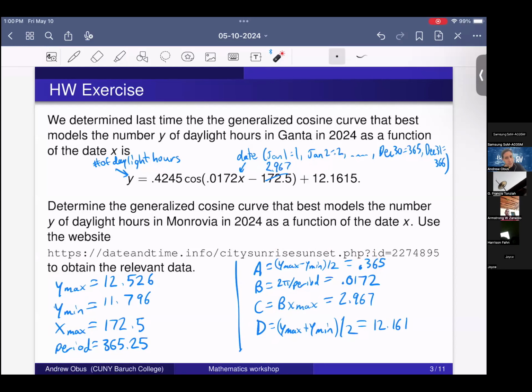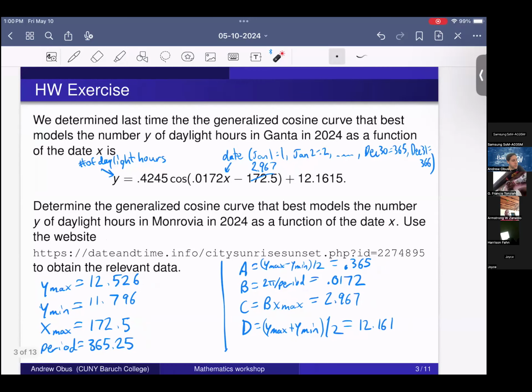Everywhere in the world, it's the same. You're just going to have different A's and B's and C's and D's. In most places, your B is always going to be the same. And in most places in the Northern Hemisphere, your C is going to be the same because you have the same longest day. But your A and your D will be different depending on how much your daylight fluctuates and how much daylight you usually get. Okay, no questions about this.